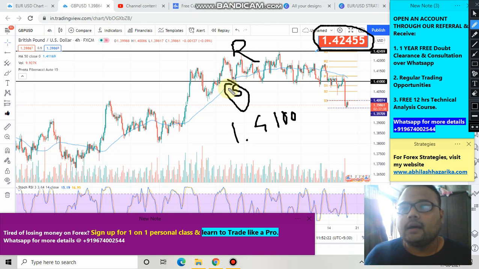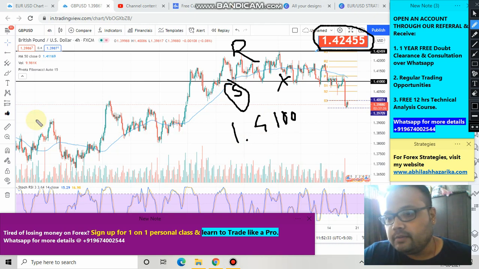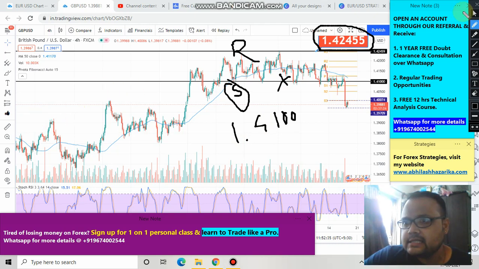But right now, after the sell off and after this big red candle, this support is no longer valid. So 1.4100 is no longer a valid support for GBP USD. That is clear to us.